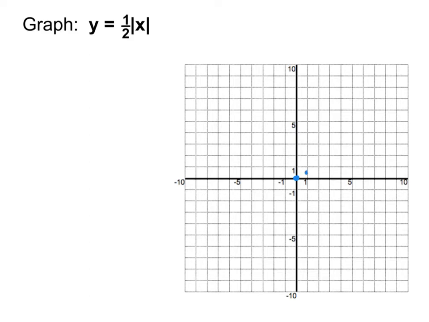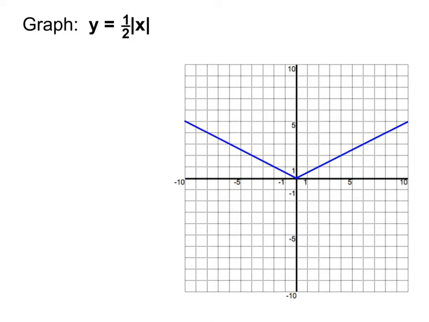And then, instead of what I'd normally do of going over 2, up 2, I'm going to have to be going over 2, but up half as far. And half of 2, of course, is 1. And if we keep plotting points like that, we end up with this as our graph.